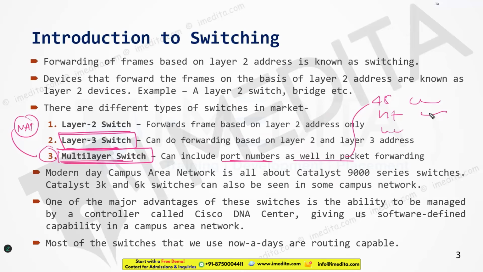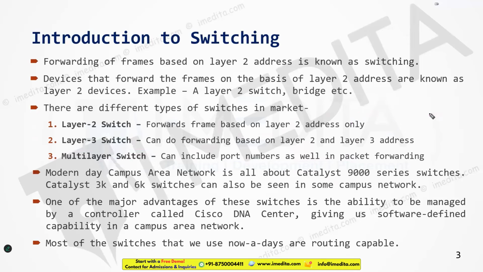So eventually we have 3 types of switches. We have layer 2 switches, which do the frame forwarding. A layer 2 switch can forward the data based on the layer 2 address only, which is the MAC address. A layer 3 switch can forward the data based on both the layer 2 address and the layer 3 address. And the multi-layer switch can forward the data based on the layer 2 address, layer 3 address, and it can also include the port number in the packet forwarding decision, making it suitable to perform functions such as NAT, which can't be done on the layer 2 switches or the layer 3 switches.